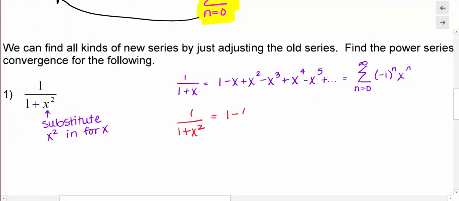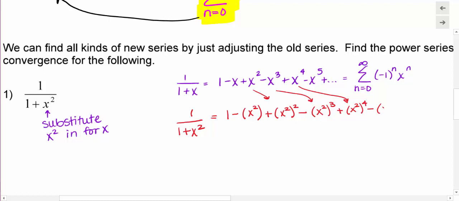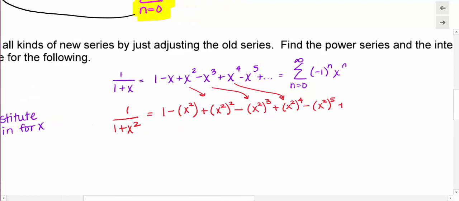So 1 minus x, which is now x squared, plus x squared squared, minus x squared cubed, plus, I'll do 2 more, x squared to the fourth, and then minus that x, which is x squared to the fifth, plus dot, dot, dot. Again, that's the important part, right? These are infinite series.